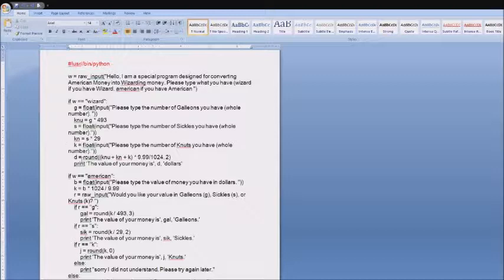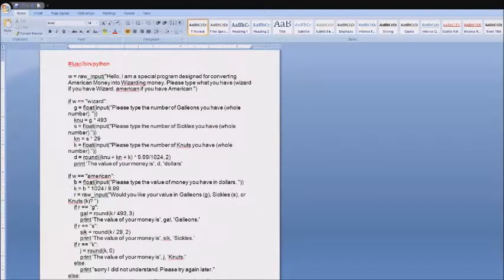Same thing here with nuts. Then you take the total and convert it into dollars by multiplying by 999 and dividing by 1024, because that is the ratio from the Fantastic Beasts book. This second number right here is the number you round to, so you round to two digits after the decimal. Then you print, the value of your money is blank, and whatever this D is, you enter the number of dollars. Pretty simple.